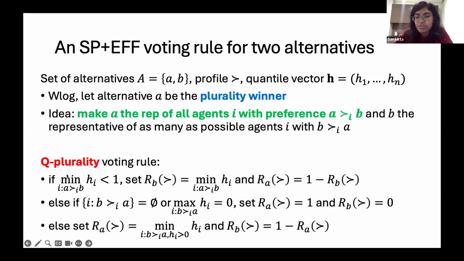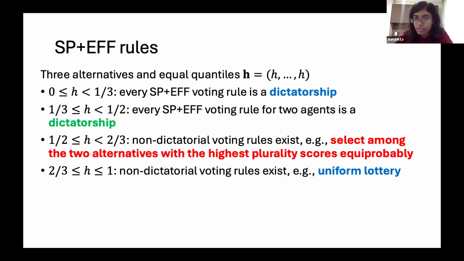So if we are not in the first case, and the quantile parameter is 1 for every agent, then, because we are looking for an efficient solution, we want to maximize the number of agents with B as top choice who have B as their representative. This is what is being done in the next two cases. In the interest of time, I will not explain it more, but this is a very simple rule based on the plurality winner, and it only works when we have two alternatives.